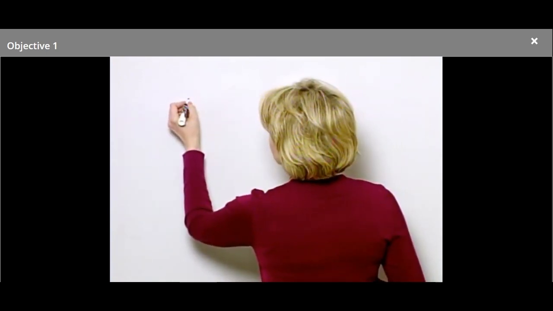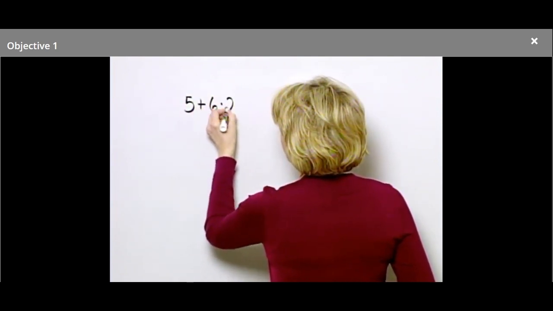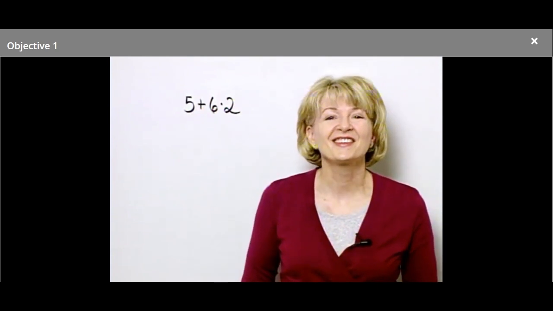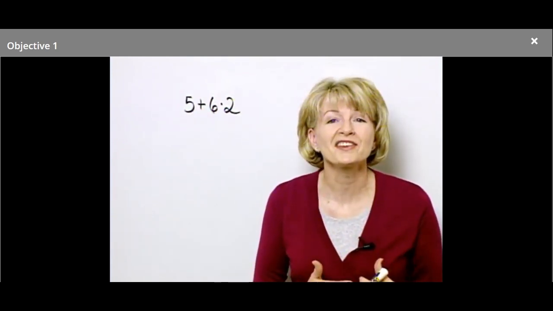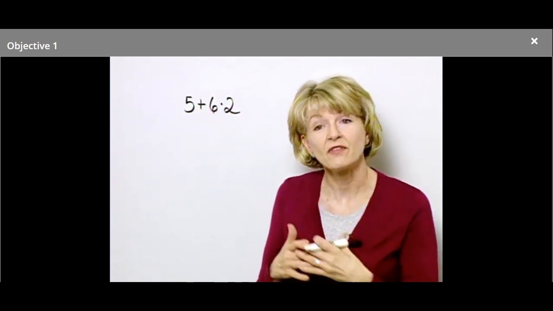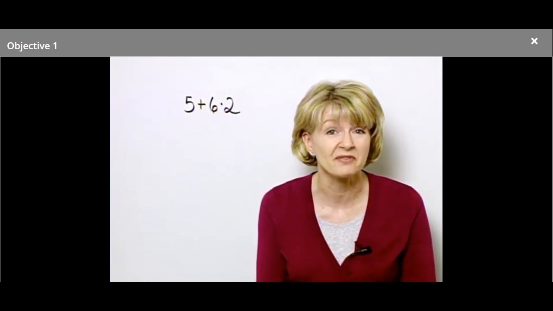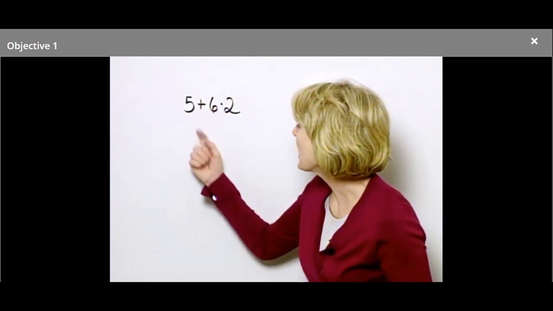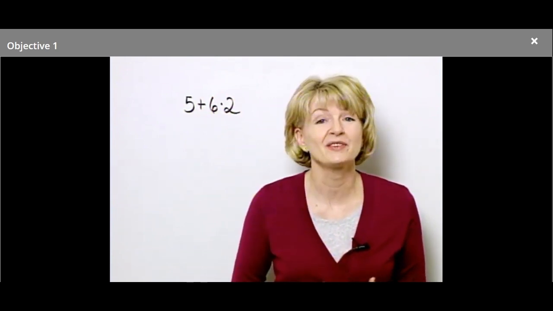Let's now look at, say, an expression. Let's look at this expression, 5 plus 6 times 2. My question to you is this. If I want to evaluate this expression, if I want to find the value of this expression, do I add first or do I multiply first, or does it even matter?